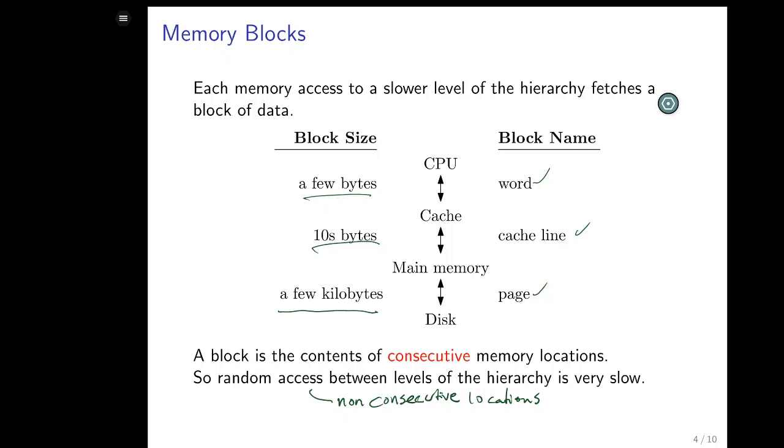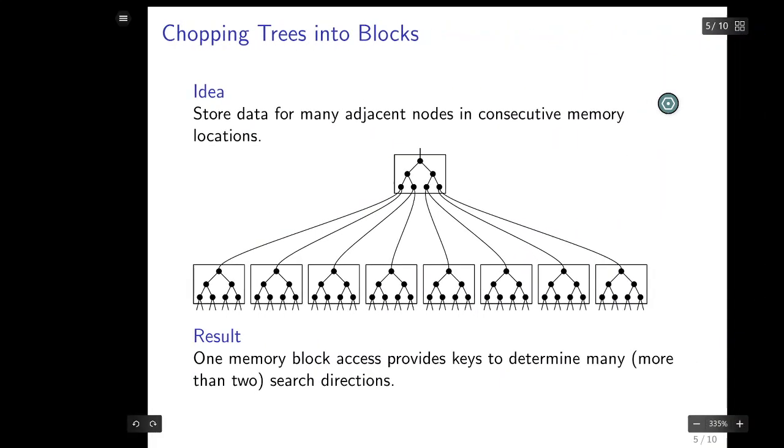Okay, so how do you fix that? This is the idea of multi-way search trees, is that you basically put all of the nodes for an entire subtree in one cache block. So this block here is one page of memory. Those nodes are stored in consecutive locations within that block so that when you page something in, you get the entire block, the whole thing.